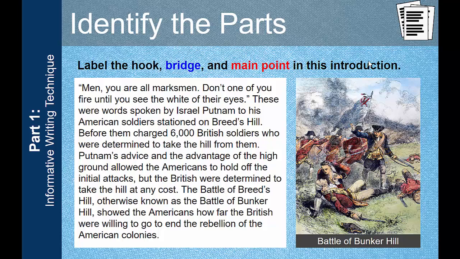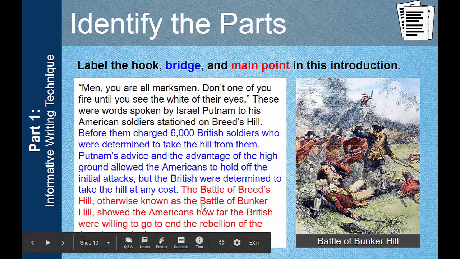So take a moment here, highlight the different parts, and we'll see if you agree with me. So please pause the video. So here's what I had. I felt like this was a quote that caught the attention of the audience. Here's my main point, that the Battle of Breed's Hill, otherwise known as the Battle of Bunker Hill, showed the Americans how far the British were willing to go.